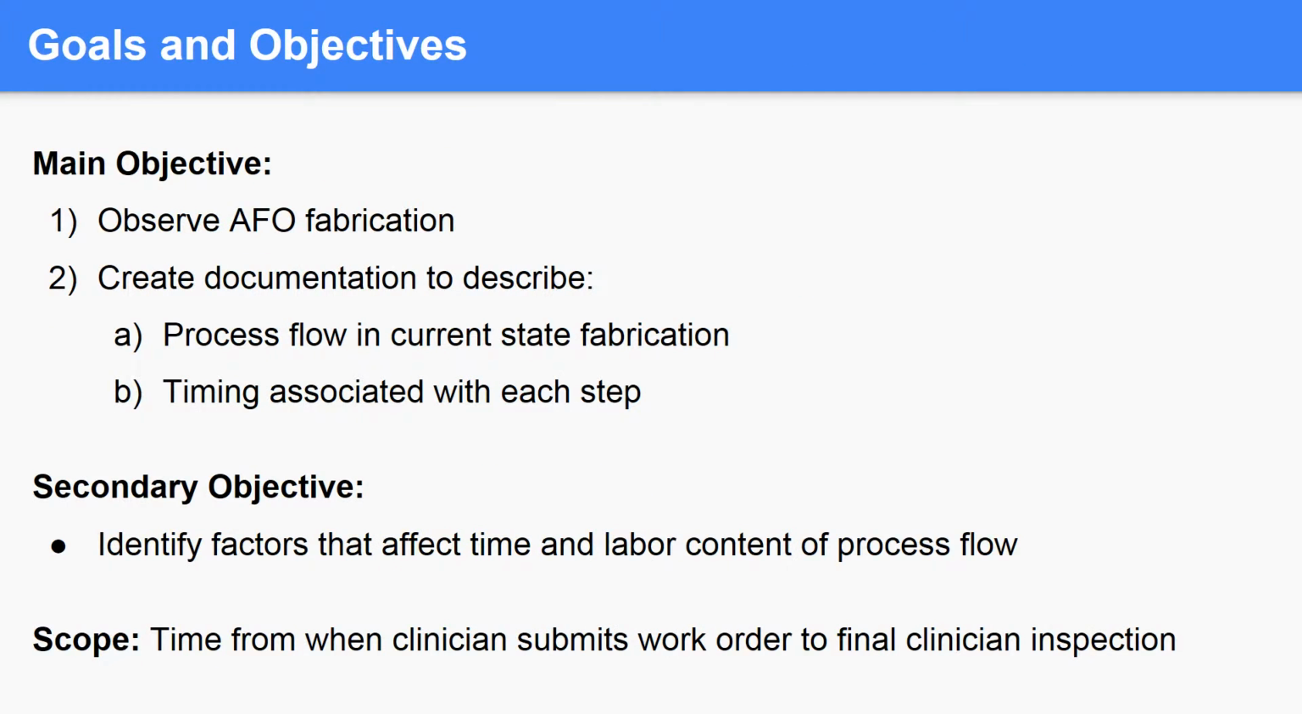The main objective of our project was twofold. First, we were to observe the AFO fabrication process, and second, we were to create documentation to describe the process flow in the current state fabrication and the timing associated with each step. A secondary objective we had was to identify factors that affected time and labor content of the process flow. The scope started from the time the clinician submitted the work order to the time of final clinician inspection.